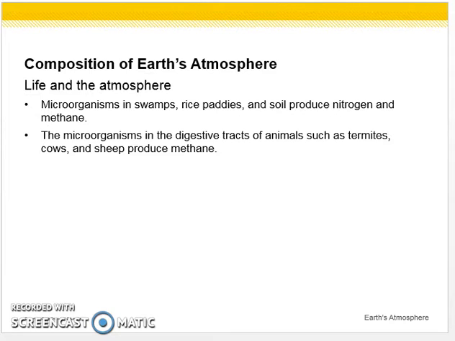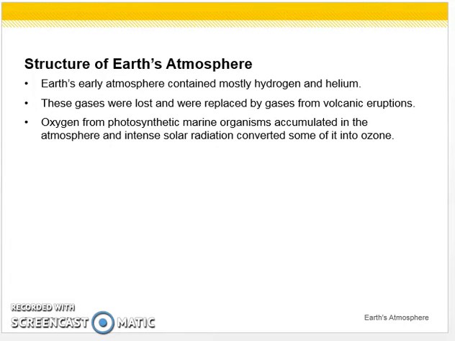Microorganisms in swamps, rice paddies, and soil produce nitrogen and methane. Those microorganisms in the digestive tracts of animals such as termites, cows, and sheep produce methane. Earth's early atmosphere contained mostly hydrogen and helium.